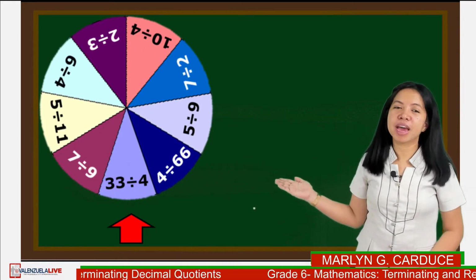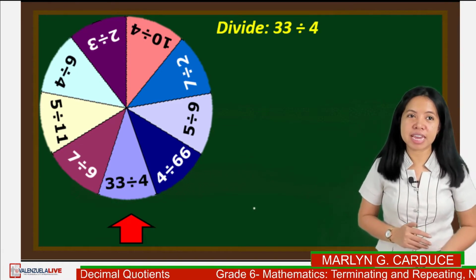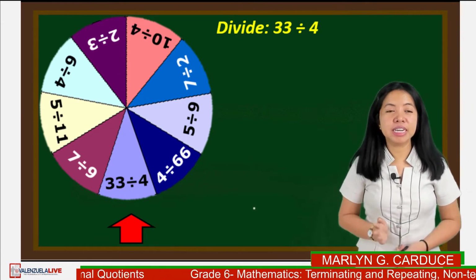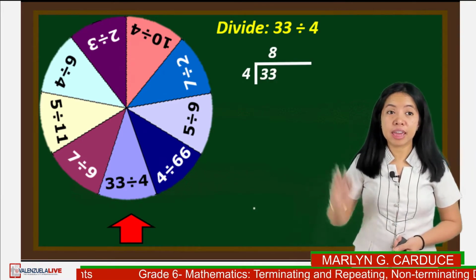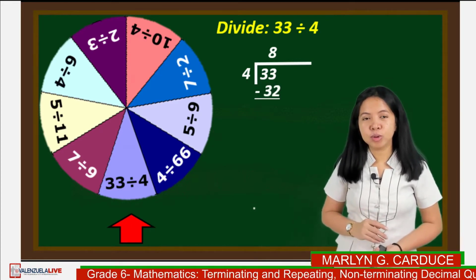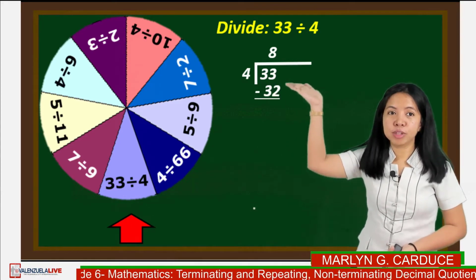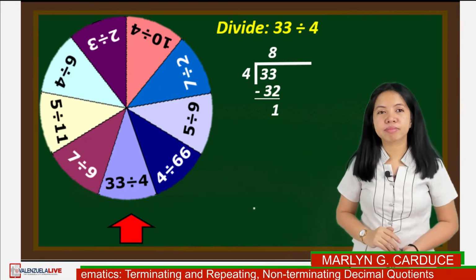Okay, so we have here 33 divided by 4. So let's divide. 33 divided by 4 is 8. And then 8 times 4 is 32. And then subtract 32 from 33. So the difference is 1.